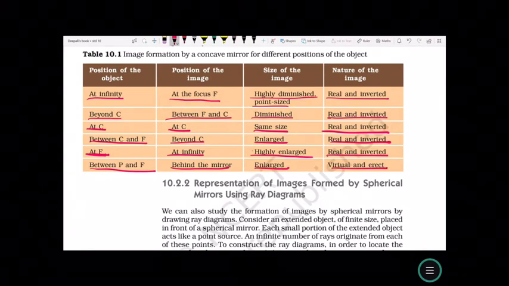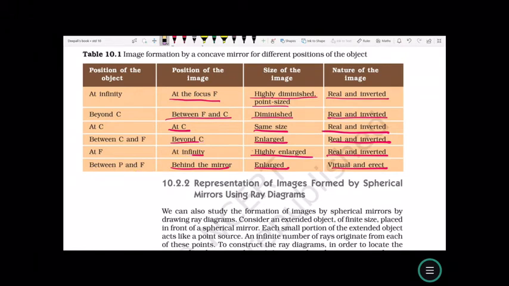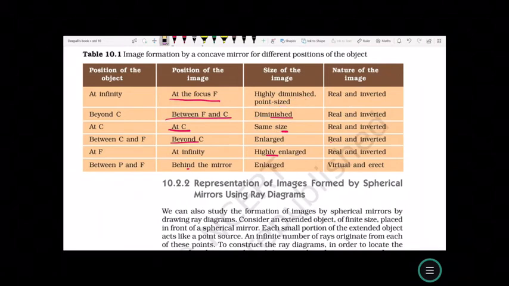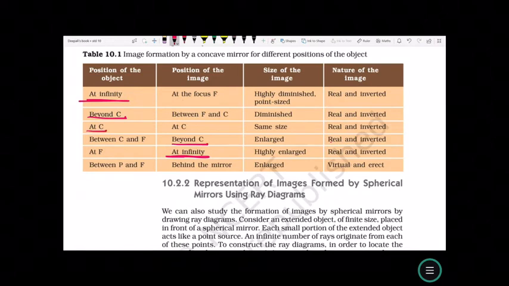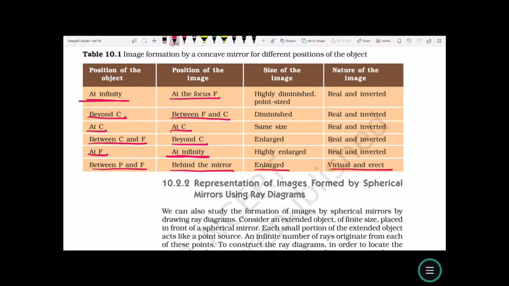Isn't it very easy to remember this table? Yes, I'll give you a trick to remember this very easily. If you observe, at infinity is the first position, the image is at infinity. Beyond C, at C, between C and F, at F, and between P and F, behind the mirror, enlarged, virtual and erect. Only that is the odd one out.